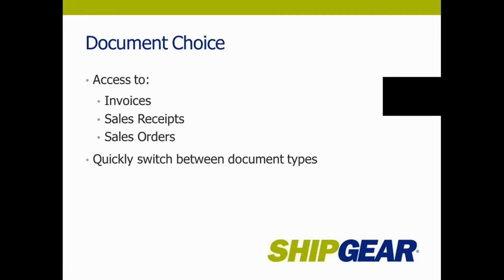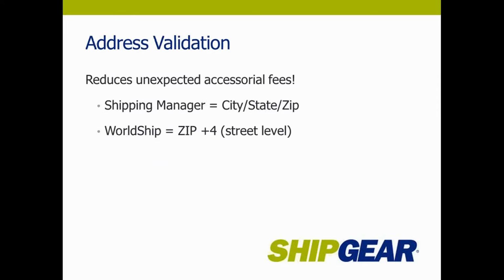And then ShipGear gives you a way to access invoices, sales receipts, and sales orders, and gives you a way to easily switch between those. And we'll show you that during the demo that we do. And then address validation with the UPS WorldShip solution that we'll be showing today does offer ZIP+4, which can help as far as from an accessorial fee perspective.